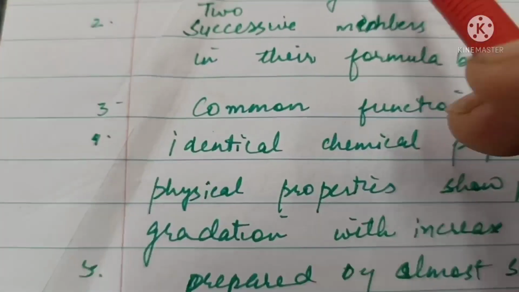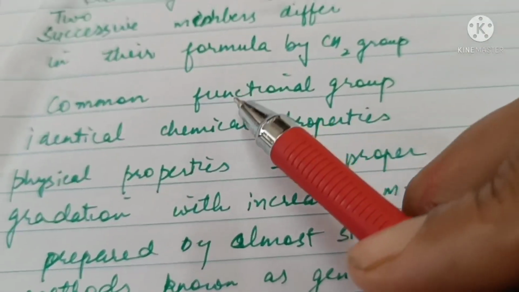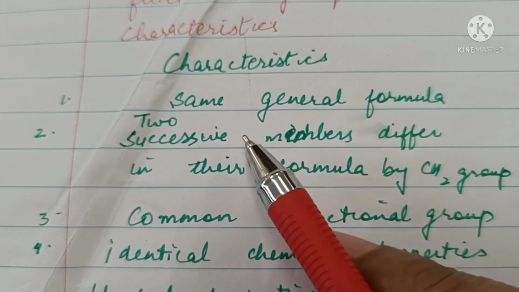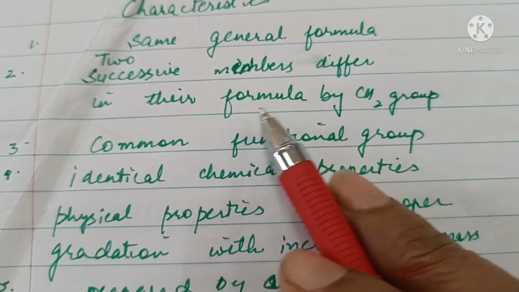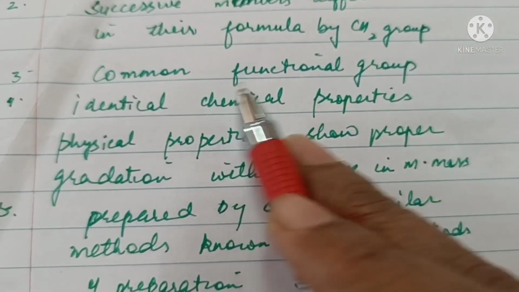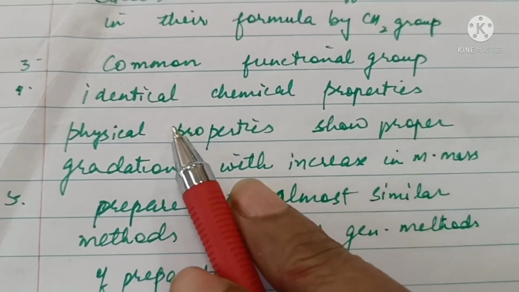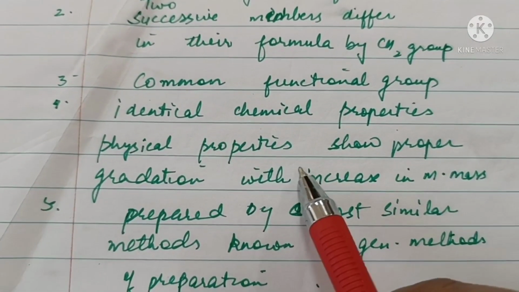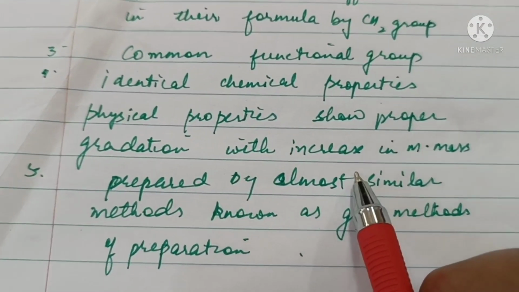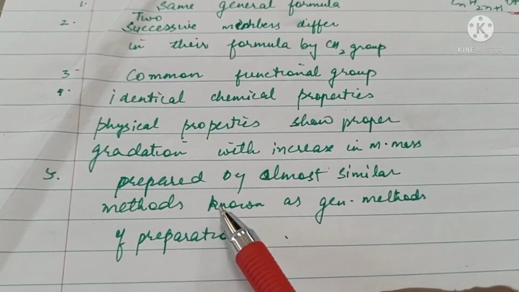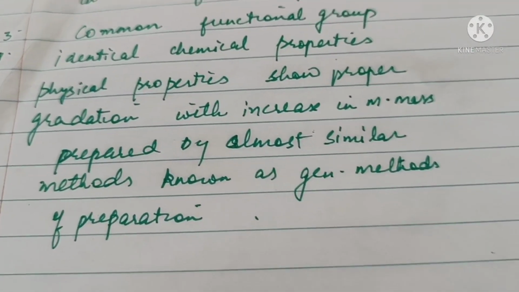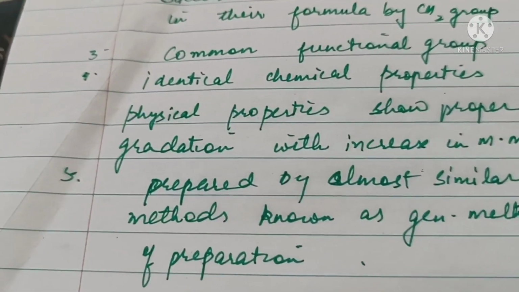Characteristics of homologous series are: all members possess the same general formula, 2 successive members differ by CH2 group, common functional group is there, the identical chemical properties are there, and physical properties show proper gradation with increase in molecular mass, and they are prepared by almost similar methods which are known as general methods of preparation.